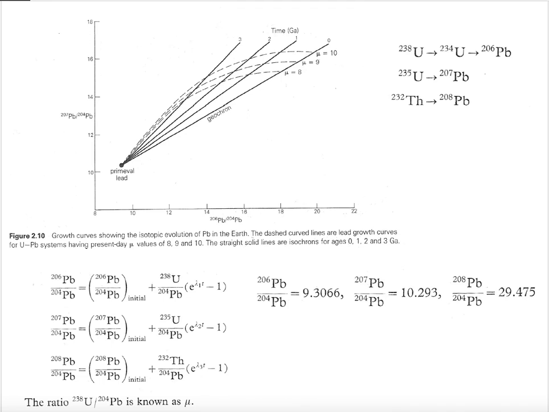So now we are going to the last radiogenic system which I will show you here in class. That is the uranium-lead system. So we have the decay from uranium-238 to uranium-234 and then to lead-206. Then we have the decay from uranium-235 to lead-207. And we have the decay from thorium-232 to lead-208. And all these ratios can be measured.